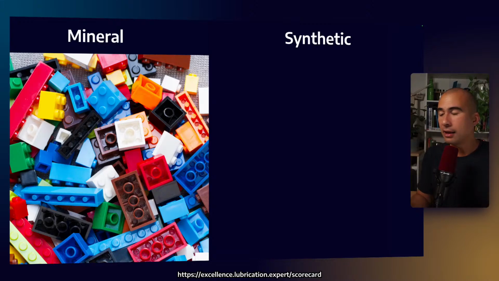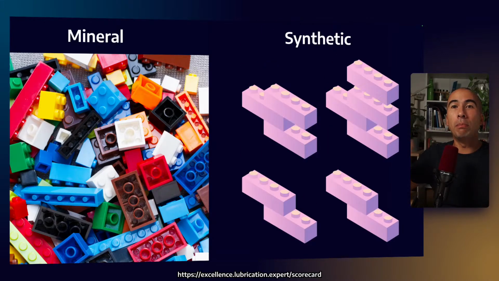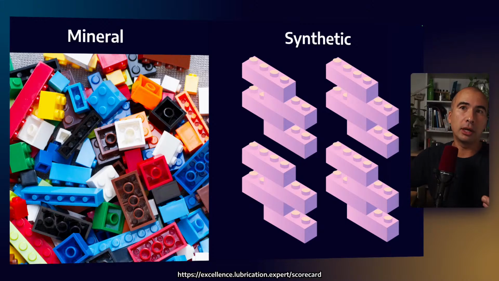A synthetic is one in which we take a known molecule and then we build that molecule. So we might polymerize it to make something that we want. A polyalpha olefin, for example, is a synthetic which is made from a whole bunch of olefins that we stick together to make a synthetic molecule. So that's really the difference between mineral and synthetic.